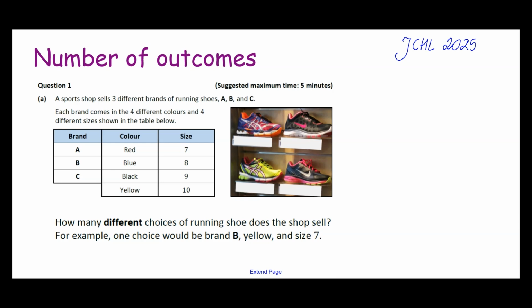So let's have a look at an important concept. Number of outcomes, number of combinations, number of choices. However we want to call that, the idea is the same.